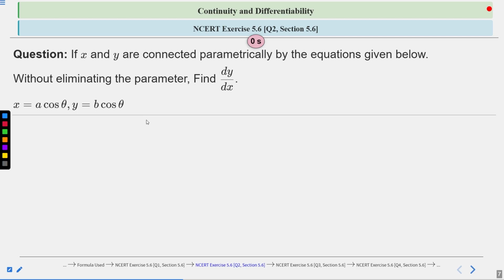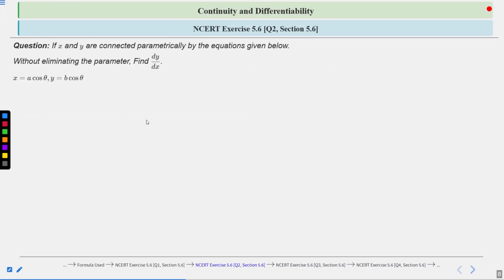Okay, let us move to the solution part. If x and y are connected parametrically by the equations given below, without eliminating the parameter, we have to find dy by dx, where x is equal to a cos theta and y is equal to b cos theta. So the answer is b upon a. Let us see the solution part.